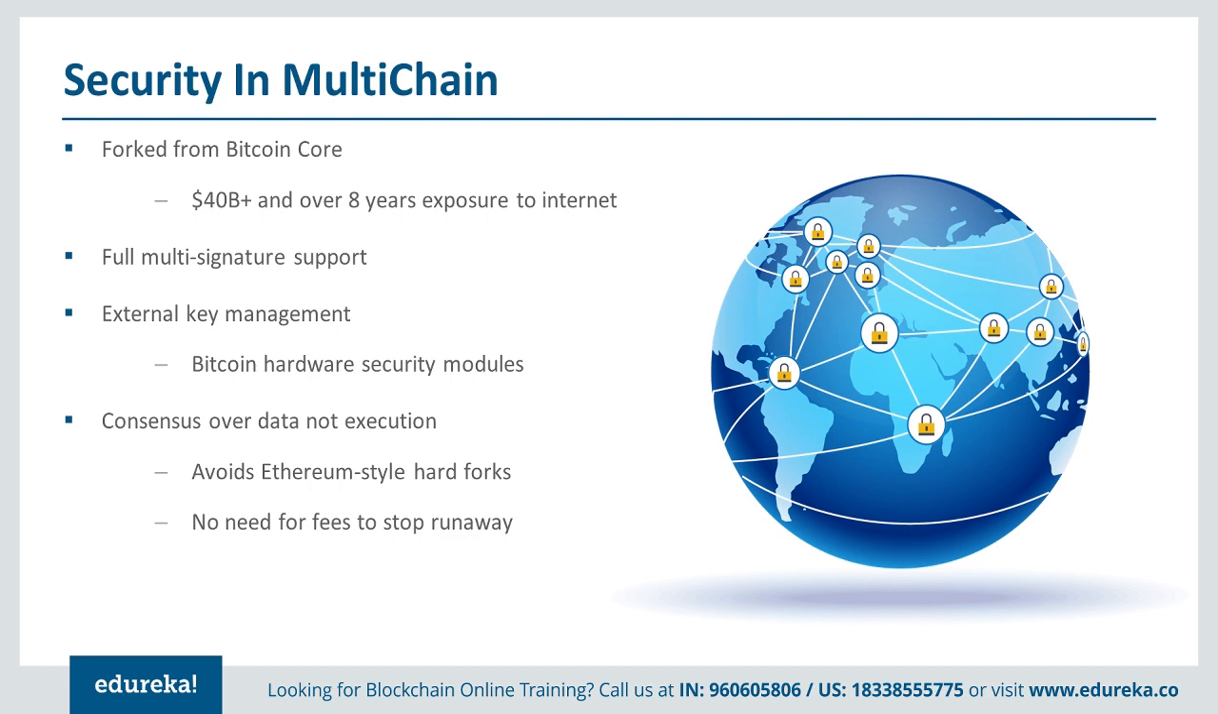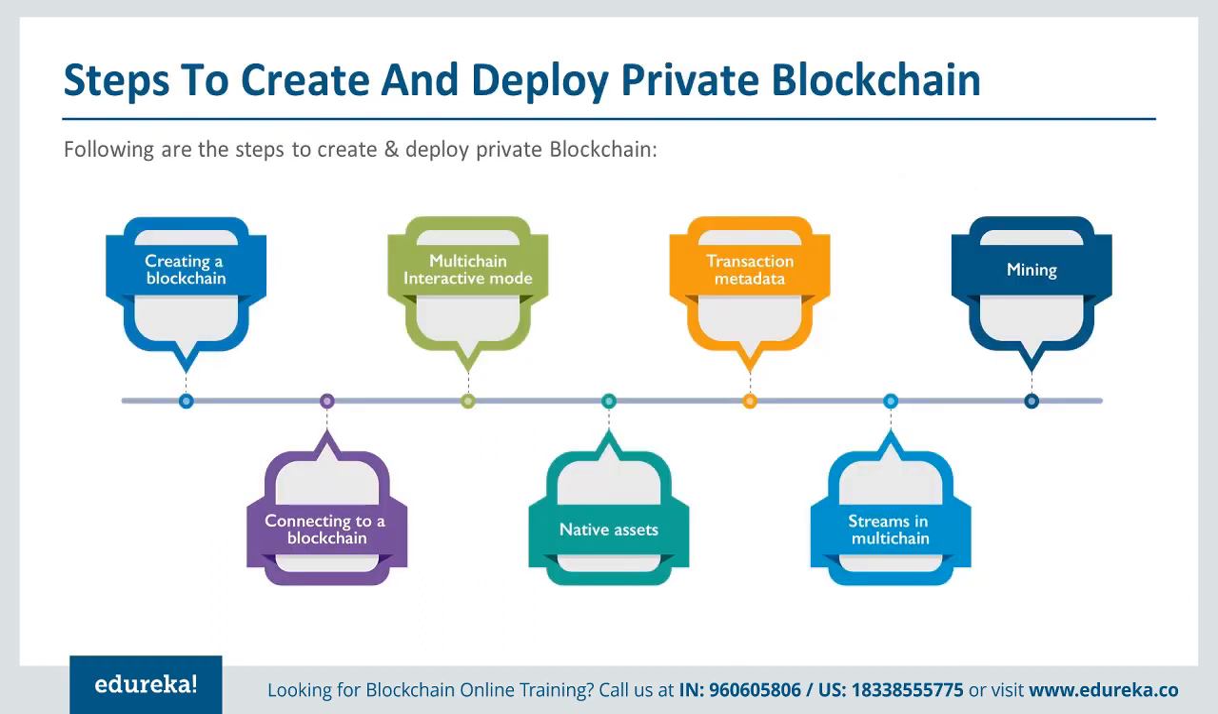So consensus over data, not execution. So you cannot have the hard forks from this MultiChain network. No need for fees to stop runaway. So there is no kind of gas or any kind of transaction fees associated. And the reason there is no fees is because we cannot implement smart contracts.